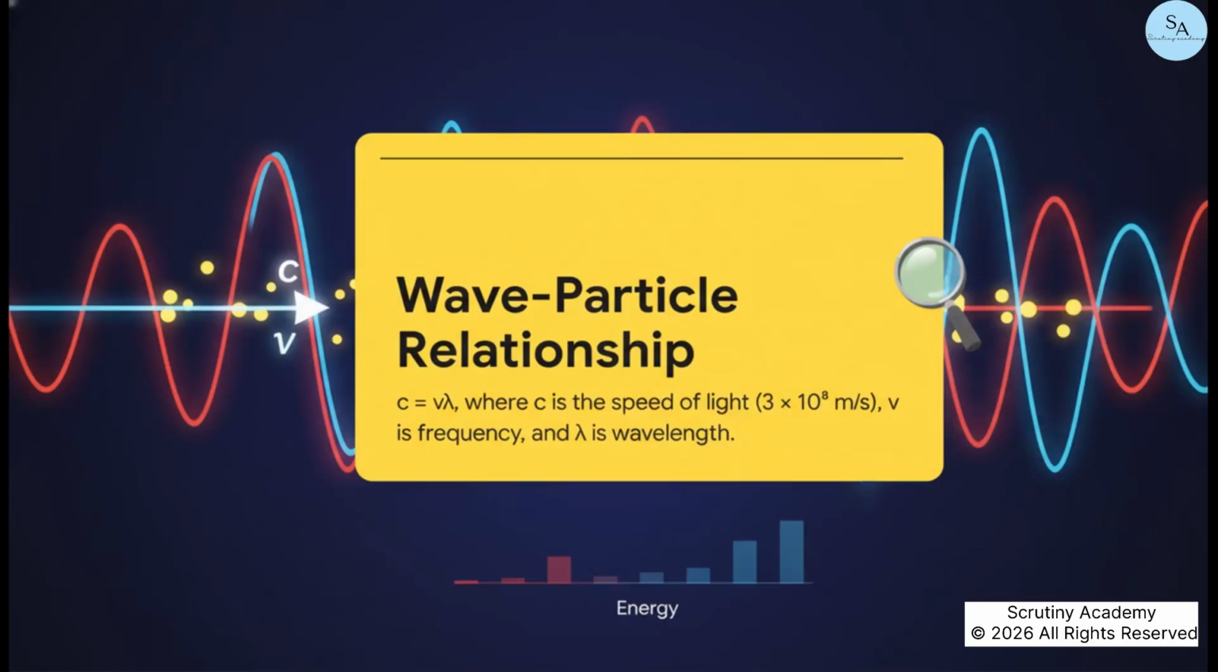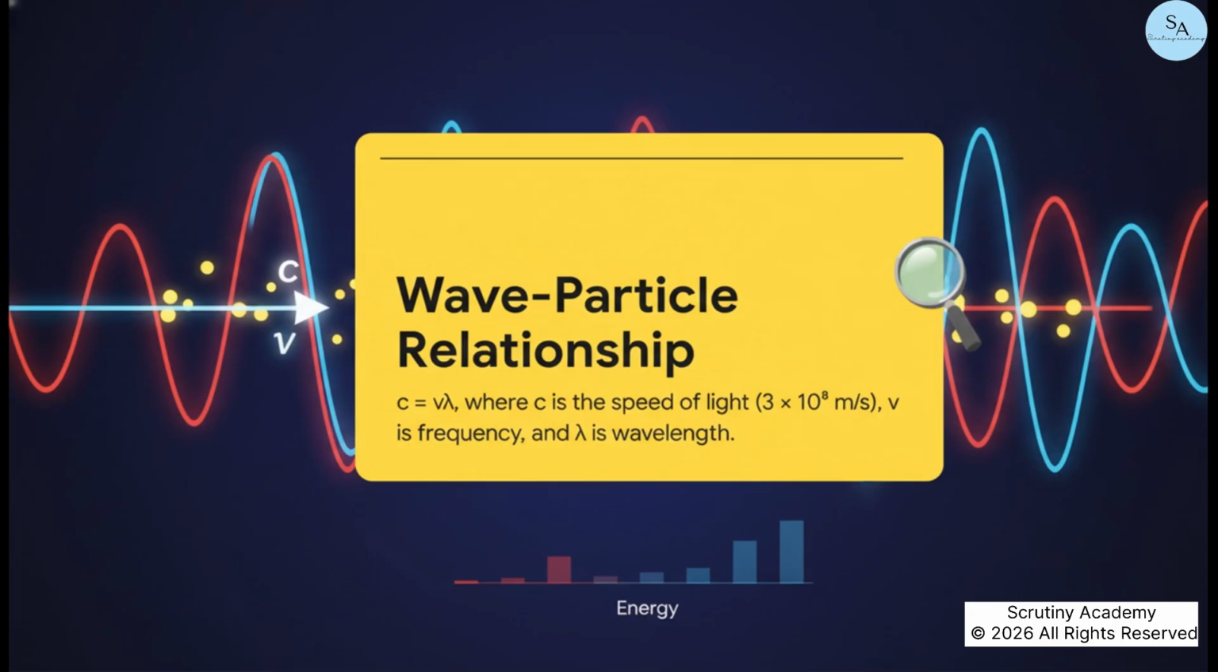All right, get ready, because here comes an equation you absolutely have to know for your exams. It's c = νλ. c is the speed of light, and that's a constant. It never changes. Nu (ν) is the frequency, which is just how many waves pass a point every second. And lambda (λ) is the wavelength we just talked about.